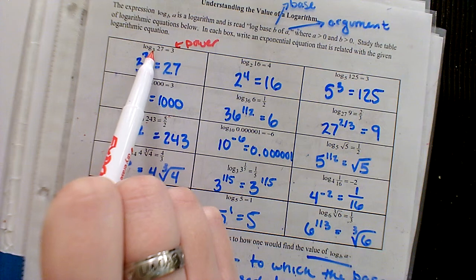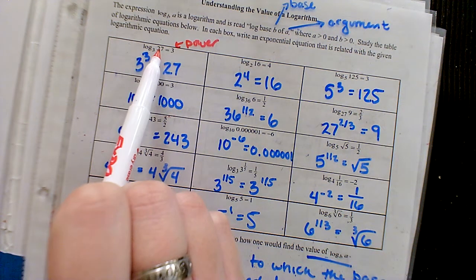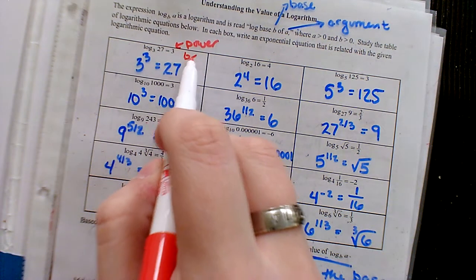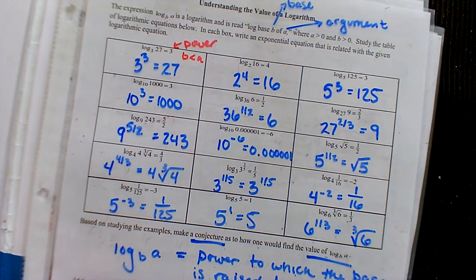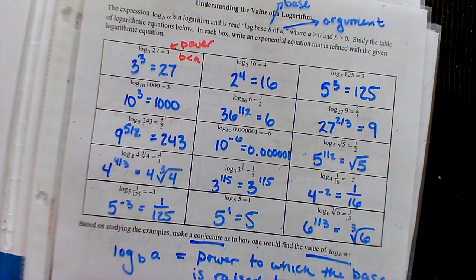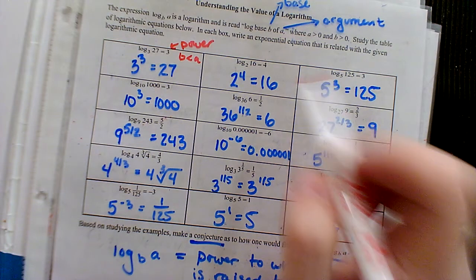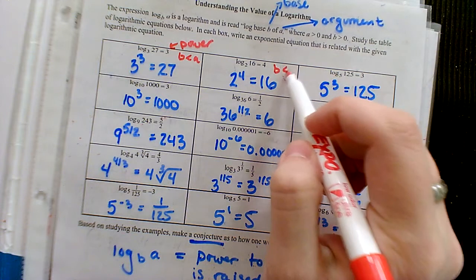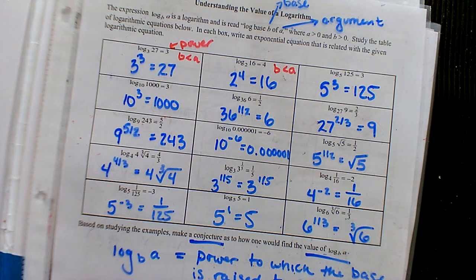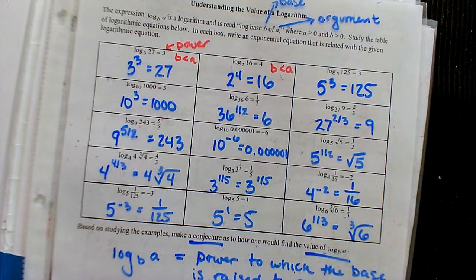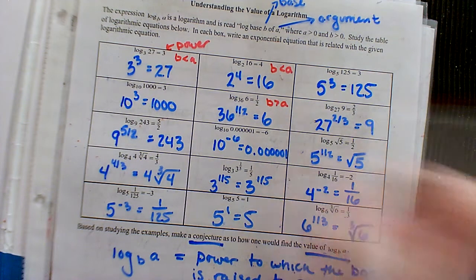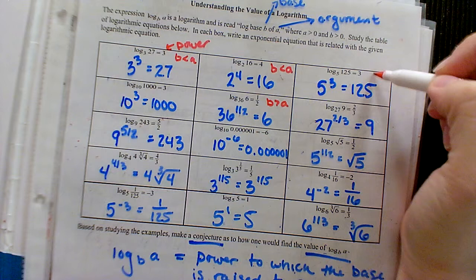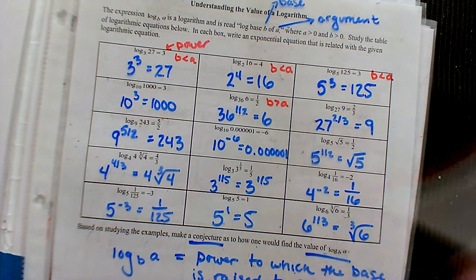So for instance, the base in this first one is 3, the argument is 27. Clearly the base is less than the argument. 3 is less than 27. So I want you to go through all the other examples and just label that relationship, whatever it might be. In the second one we did, the base was also smaller than the argument. The one below that, the base was bigger than the argument. Alright, so go ahead and label those different relationships.